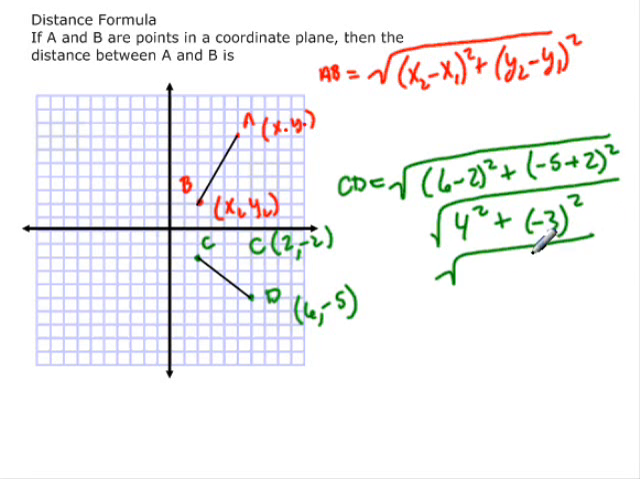Complete the operation. 4 squared is 16. Negative 3 squared is 9. If we add 16 plus 9 gives us 25, and the square root of 25 is 5. Therefore, the distance from point C to D, which we write as just the two letters CD, is equal to 5. Distance formula.